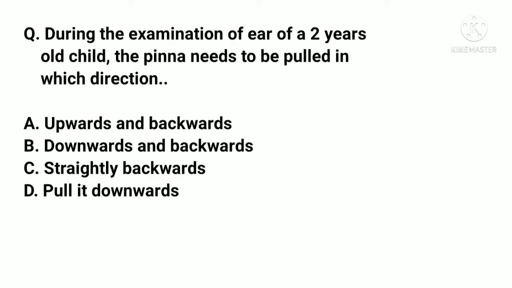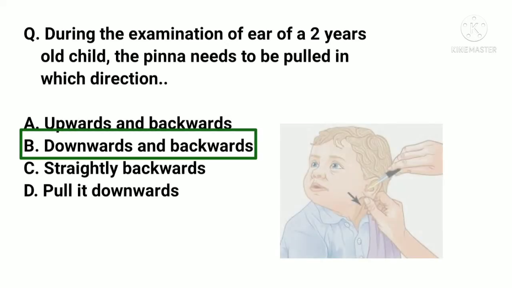During the examination of the ear of a 2-year-old child, the pinna needs to be pulled in which direction? A. Upwards and backwards. B. Downwards and backwards. C. Straight backwards. D. Pull it downwards. And the correct answer is B. Downwards and backwards. For examination of the ear, straighten the patient's ear canal by pulling the pinna downwards and backwards in children less than 3 years. Pull upwards and backwards in those aged 3 years and above.